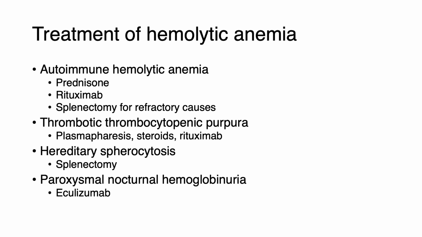If the patient has TTP, then the treatment is plasmapheresis, steroids, also rituximab, because you need to treat the antibodies that are causing that. And then hereditary spherocytosis can be treated with splenectomy. Paroxysmal nocturnal hemoglobinuria is a complement disorder, and so you can use eculizumab, which targets C5.